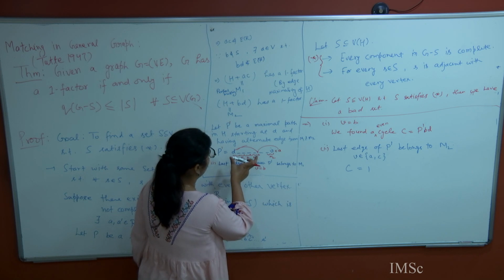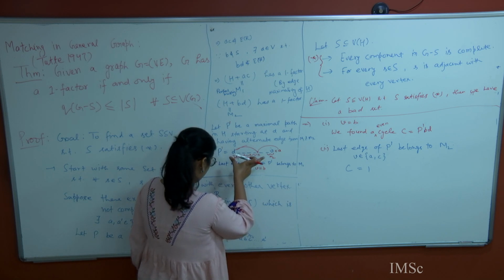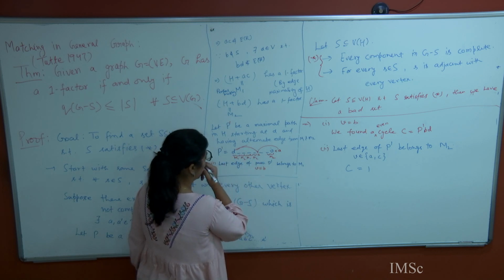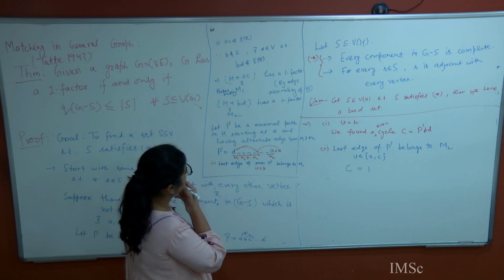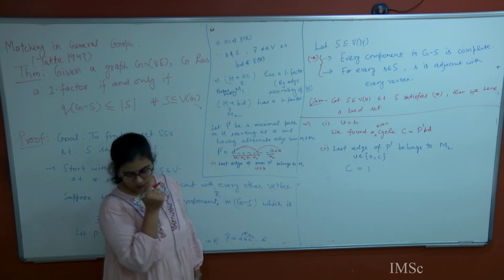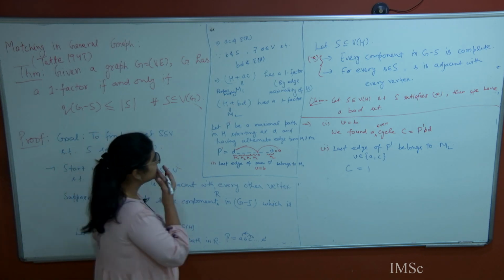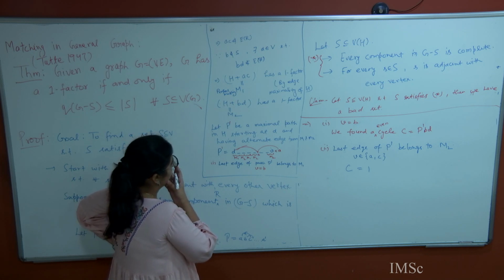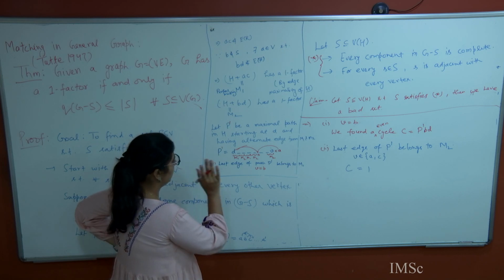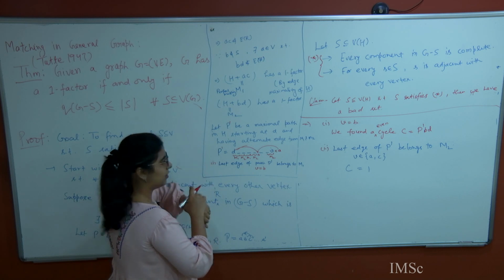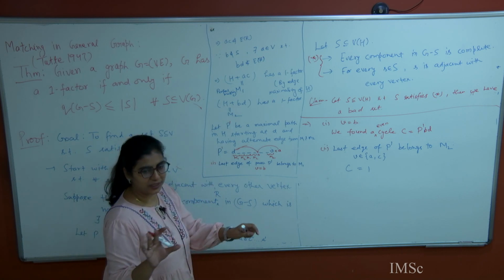Some problem is there. What is the problem? The issue is that I want a cycle which is an even cycle. Oh, can you all wait for 5 minutes?